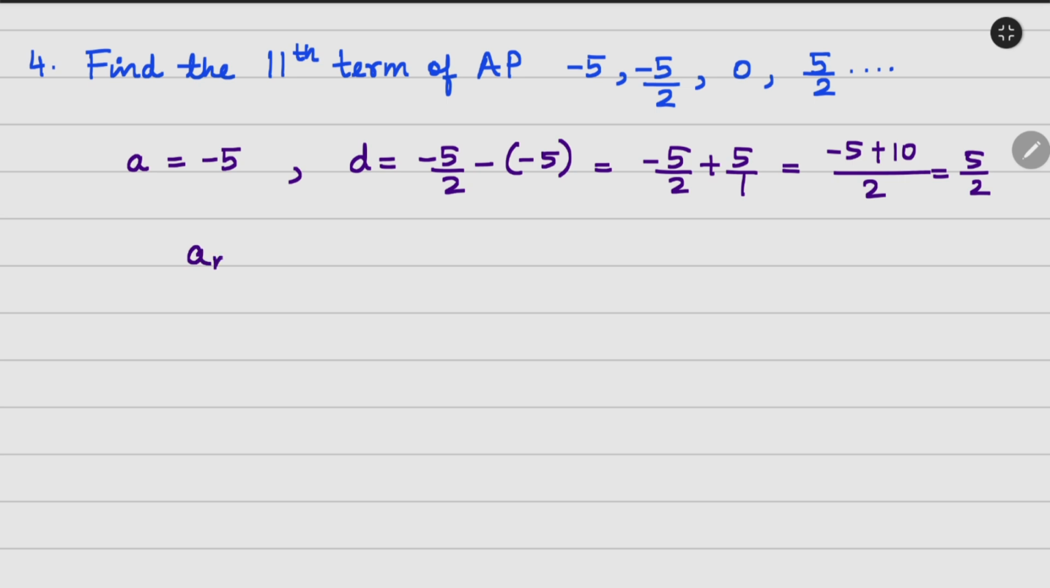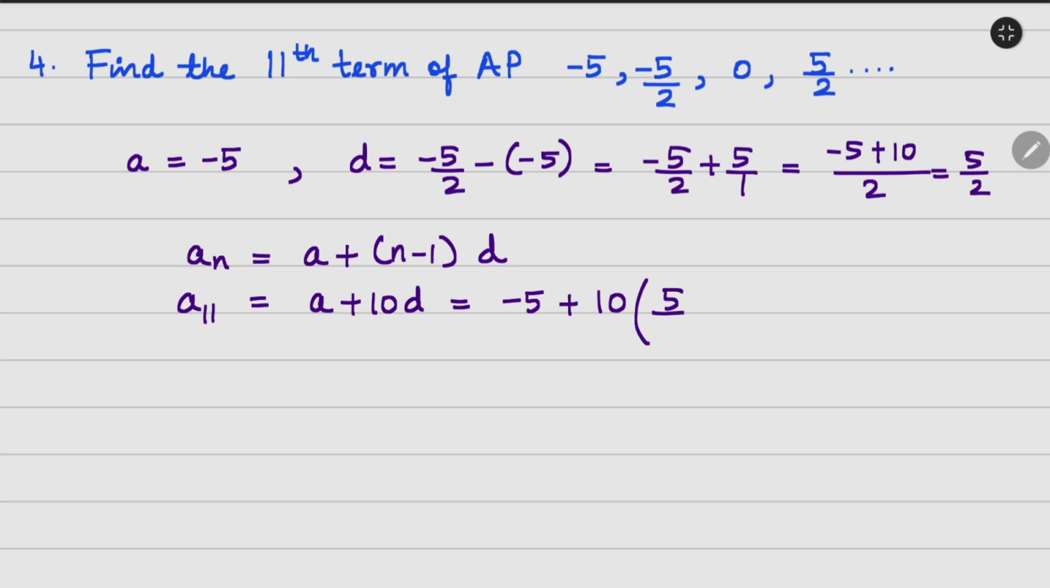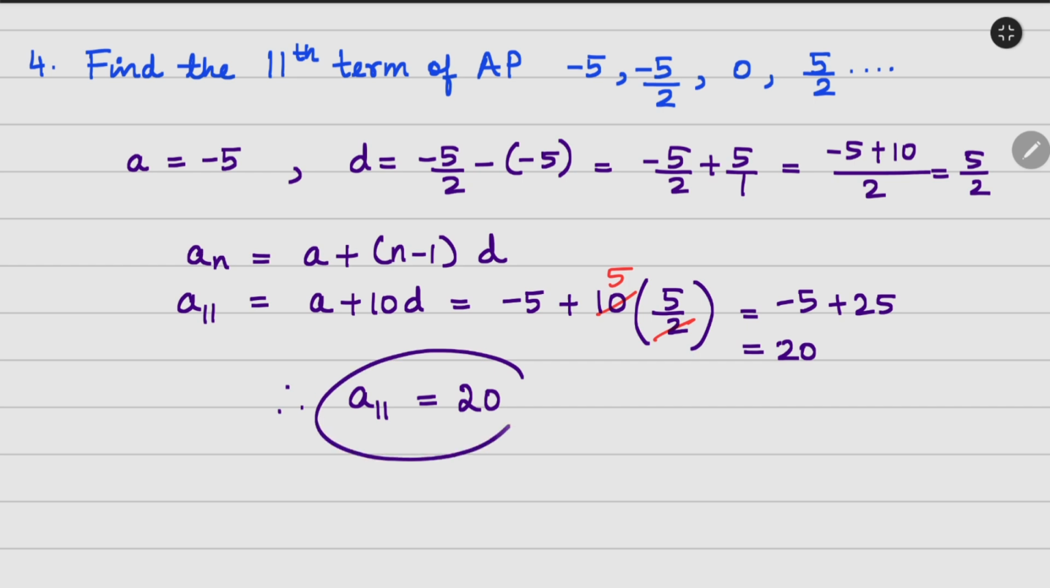So what is your nth term formula? Nth term will be equal to A plus n minus 1 into D. So your 11th term, A11, will be equal to A plus 11 minus 1, that is 10D. Just substitute. A is minus 5 plus 10 multiplied by D, which is 5 by 2. So you can cancel. This will be equal to minus 5 plus 25, which is equal to 20. Therefore, A11, that is your 11th term, is equal to 20, and that's your answer. Let's move on to the next question.